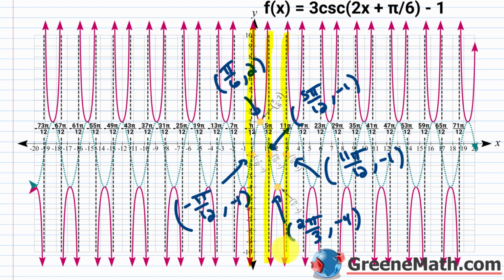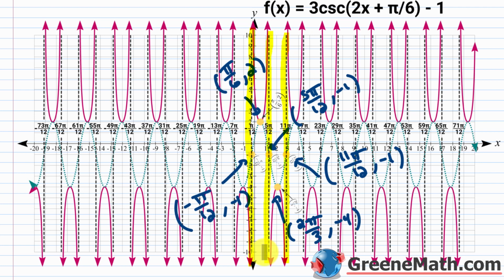So again, if you plugged in negative pi over 12 for x there, so you went through this, you'd end up with the cosecant of 0, which is undefined. If you plugged in 5 pi over 12 for x there, you'd end up with the cosecant of pi, which is undefined. If you plugged in 11 pi over 12 for x there, you'd end up with the cosecant of 2 pi, which is undefined. So that's why you're getting vertical asymptotes at the beginning, middle, and end.